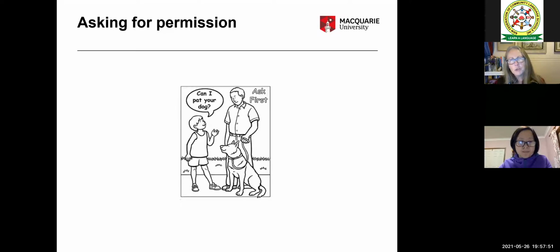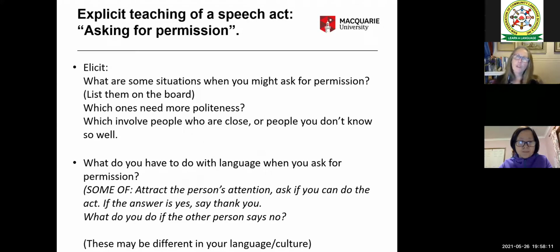But if you want students to be pragmatically competent, you need to go back to thinking about how to do what we call speech acts. And asking for permission is an example of a speech act that you might be teaching. So when you're teaching something like this, it's usually something that the students already know something about, and you can draw on their knowledge. So ask them for some situations where they might ask for permission, for example, and list those situations on the board from their real lives.